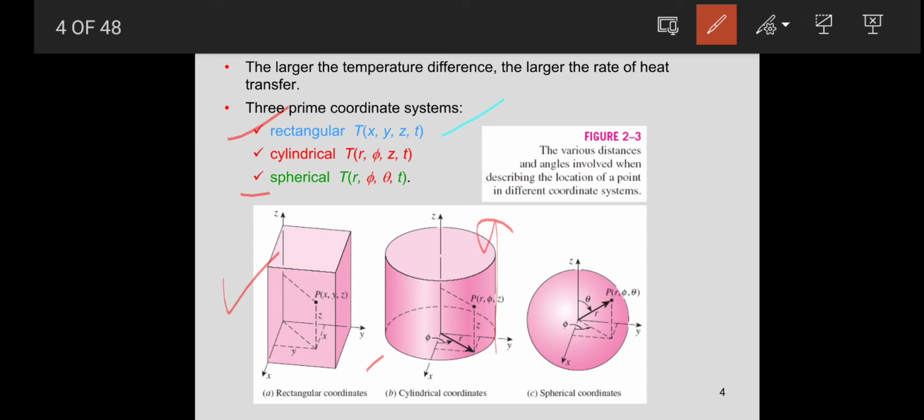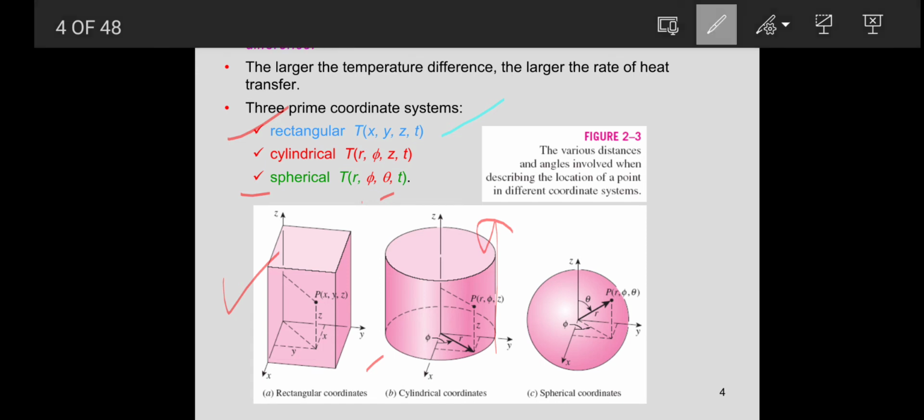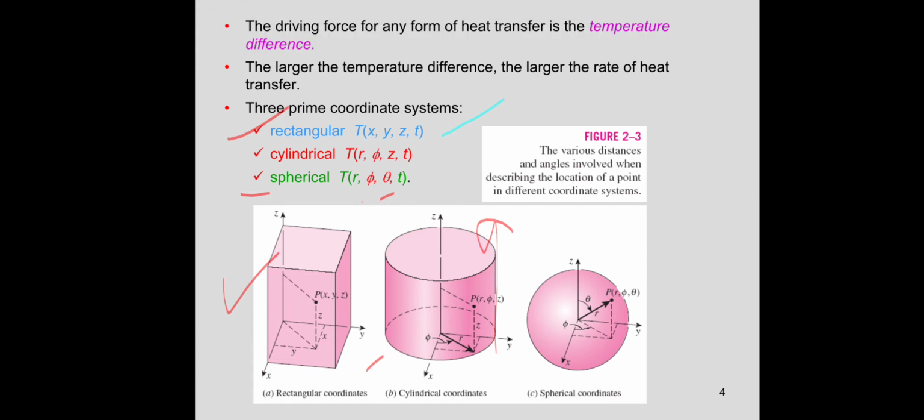Here again the temperature is varying in three dimensions: radial direction r, angular direction phi, then another angular direction theta, and again time t. So that means there are three simplified coordinate systems. The first one is rectangular, then cylindrical and spherical coordinate system. By using these, we will analyze the problems.